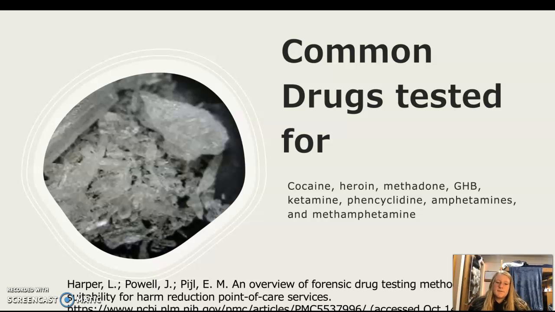What are some common drugs tested for? According to an overview of forensic drug testing methods, these are the most common: cocaine, heroin, methadone, GHB, which is also known as gamma hydroxybutyrate, ketamine, phencyclidine, amphetamines, and methamphetamine.